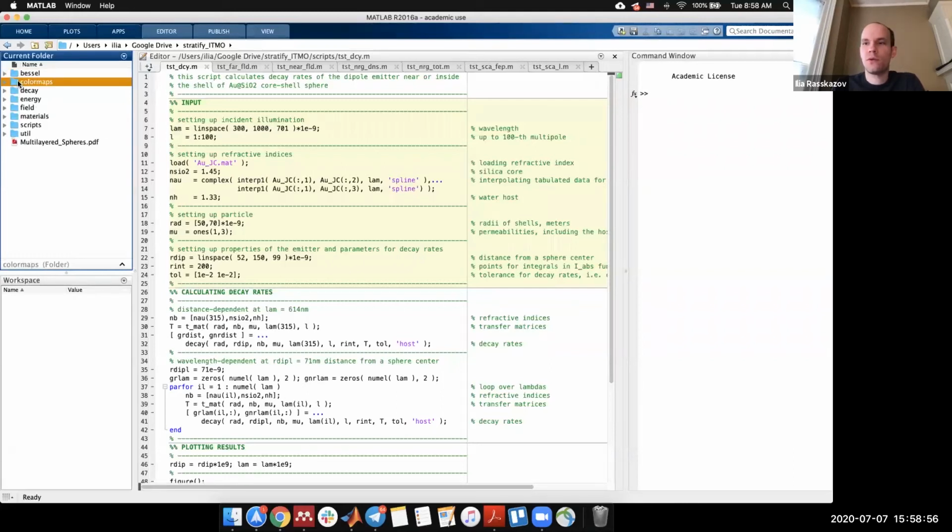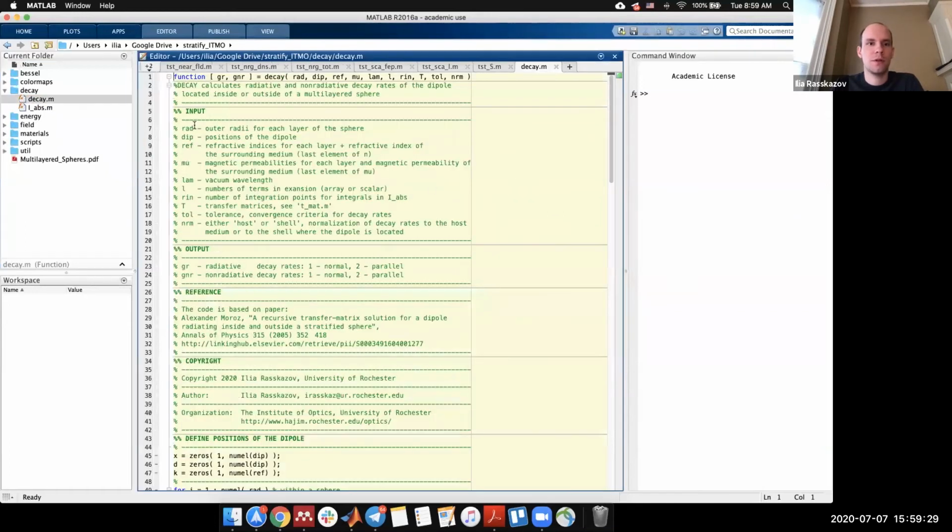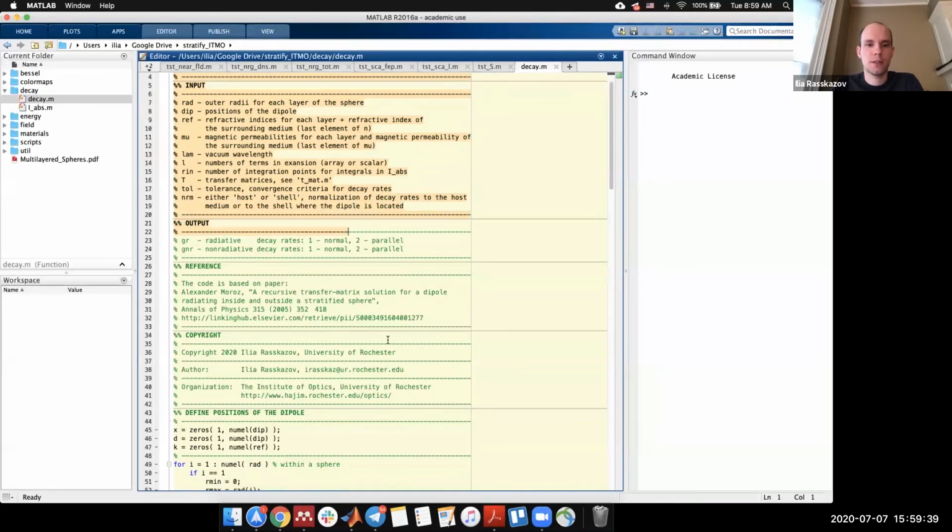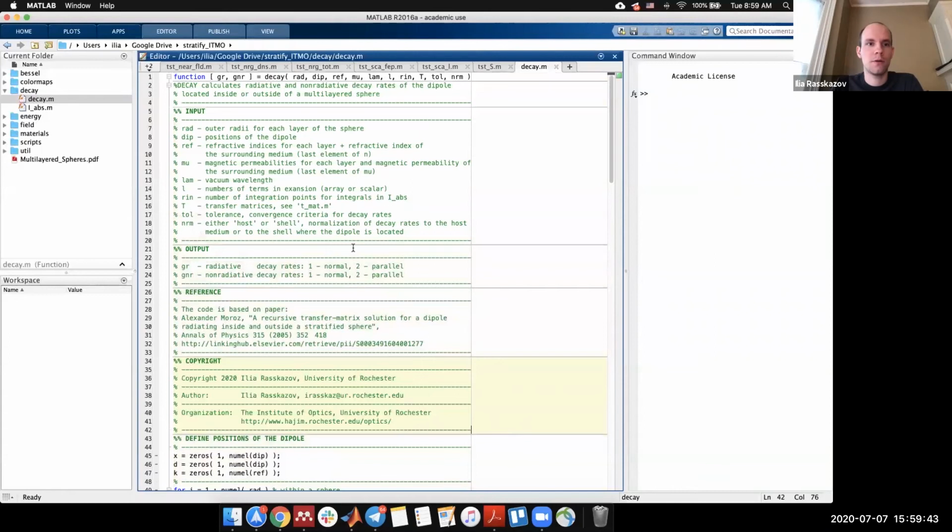The colormaps folder is here because in some scripts I will use a couple of color maps which are not built into Matlab. It's just for fancy graphs. The folder DK is for calculating decay rates, which I explained in the second part of the lecture. Decay is a function which gives us radiative and non-radiative decay rates. If you open any of these functions, you will find a more or less detailed explanation of what's going on here.